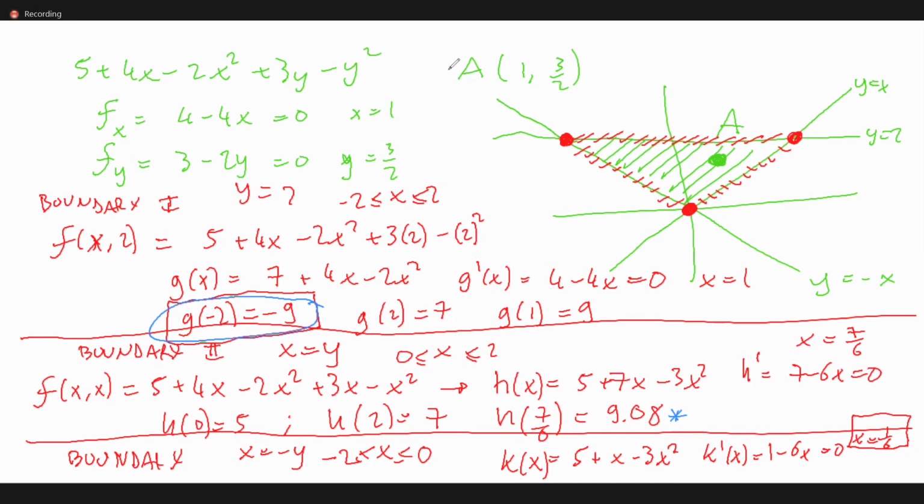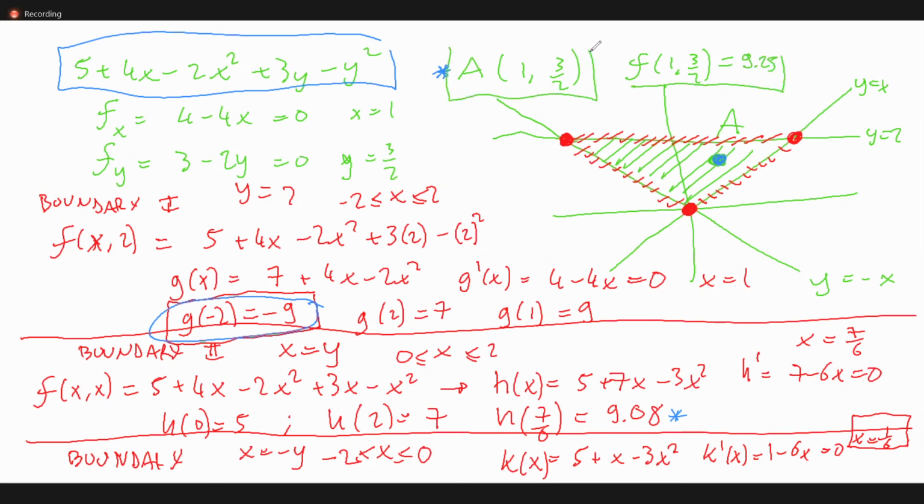However, we need to compare it with the functional value at the critical point A. Substituting 1 and 3/2 into the equation for our function gives us that f of 1 and 3/2 is equal to 9.25. So this point here becomes our maximum, and the point -2, -2 is our minimum.